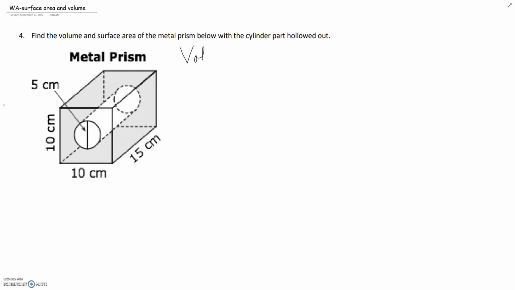So volume is the space inside, right? And since the cylinder part is being hollowed out, the volume of this metal prism would be the volume of the rectangular prism, the outside part, minus the cylinder portion, the hollowed out part. So the volume of this shape will equal that.